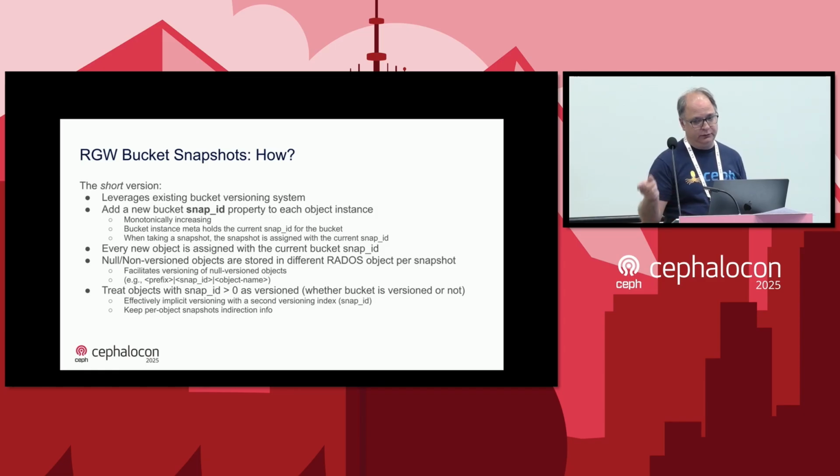So now we introduce snap ID. Every bucket instance has a snap ID associated with it, which is the current snapshot that it's actually preparing. Once you take a snapshot, this snap ID is increasing. So it's monotonically increasing. Every object that is created in the system is getting that snap ID. So you are at snapshot 1, every object that you put will get snap 1. You created a snapshot, now every object you put will get snap 2, and so forth.